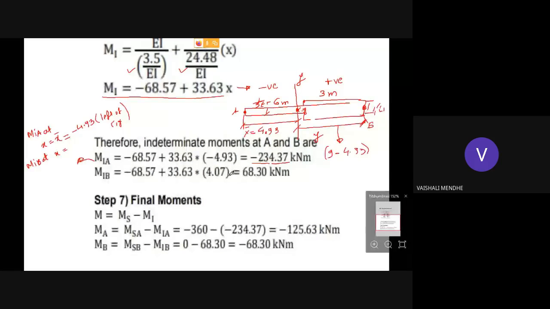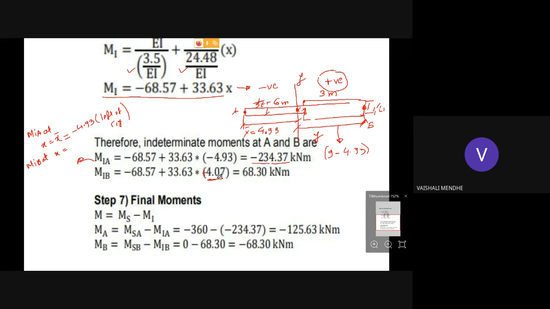You will get 4.07. And why it is plus? Because B point is located to the right of y axis. इसीलिए right of y है, value of x will be plus 9 minus 4.93.